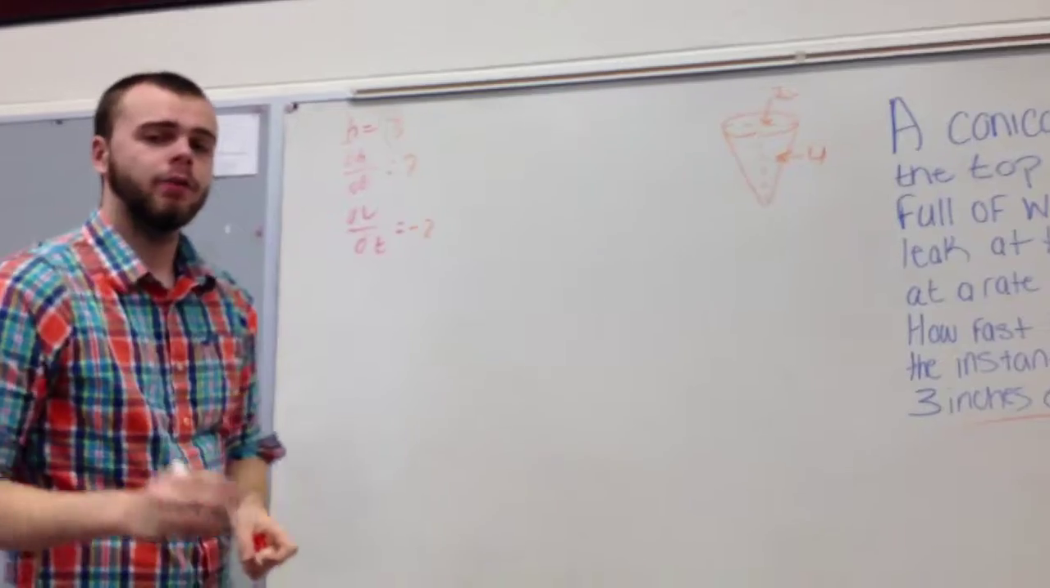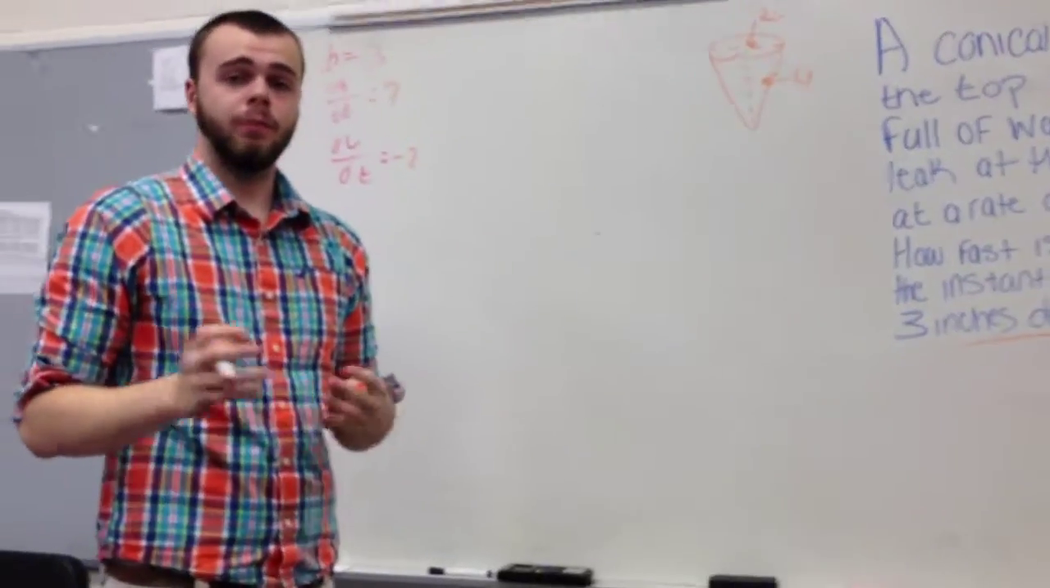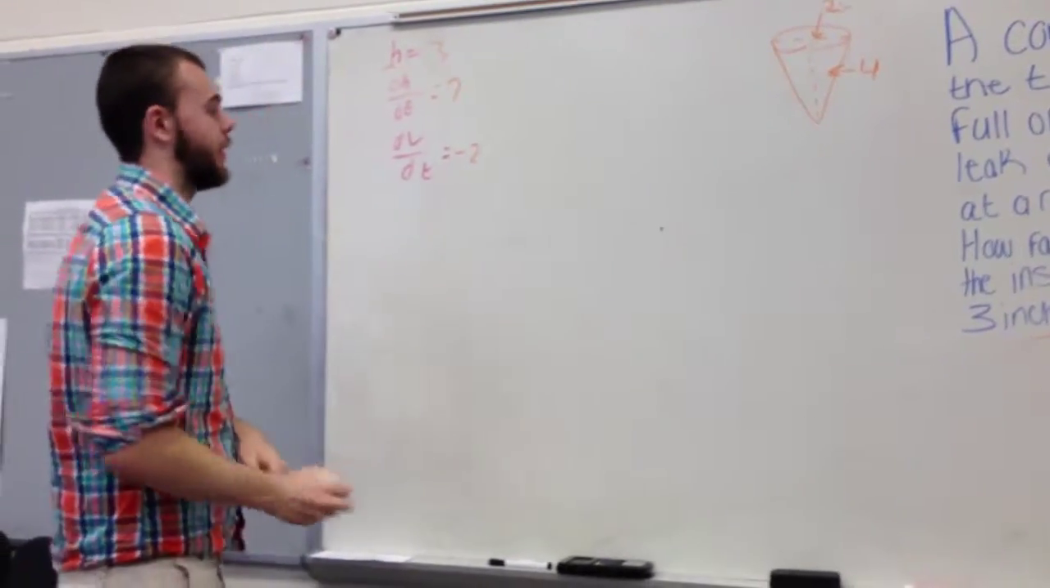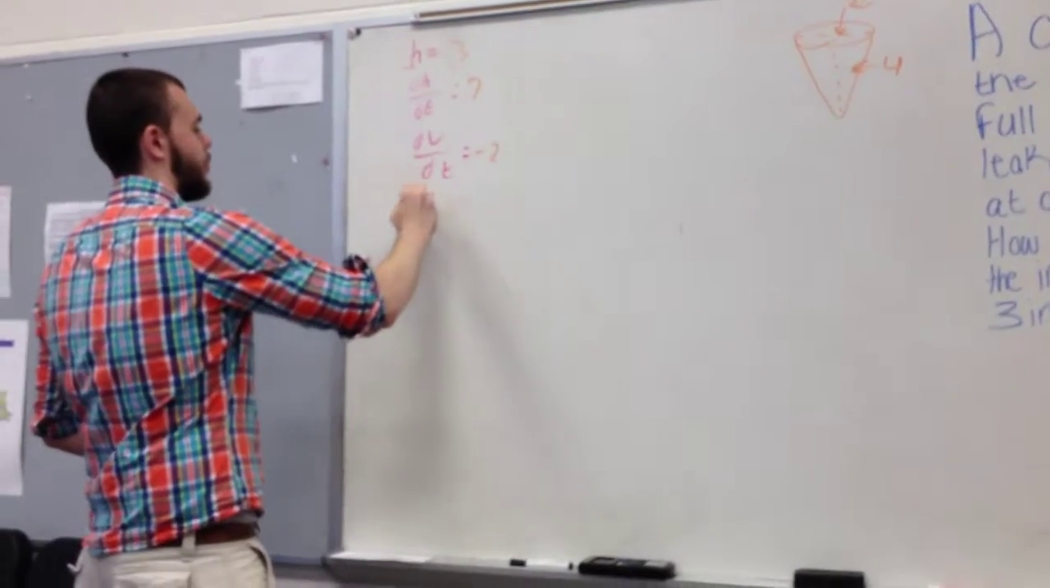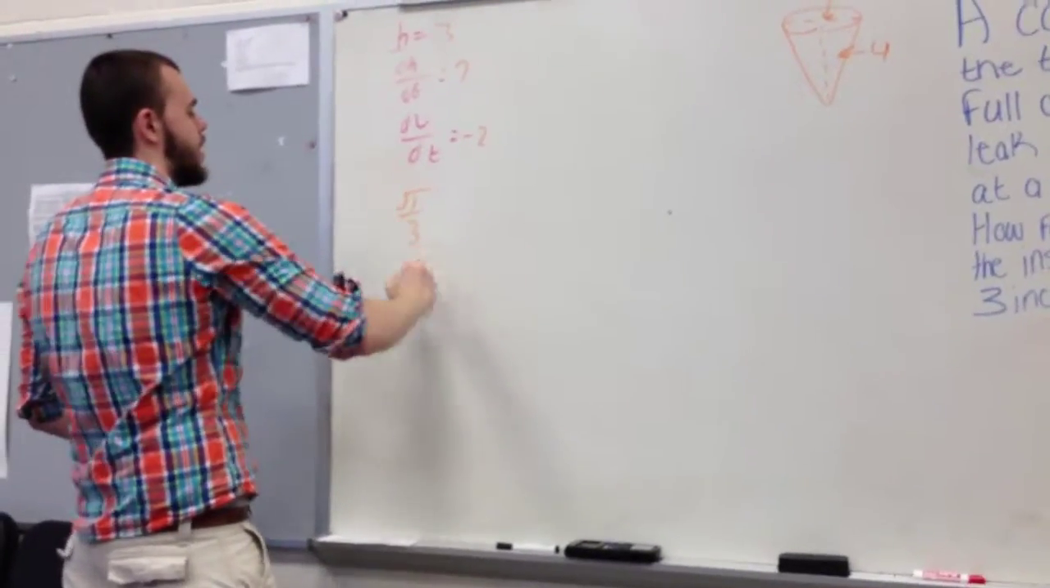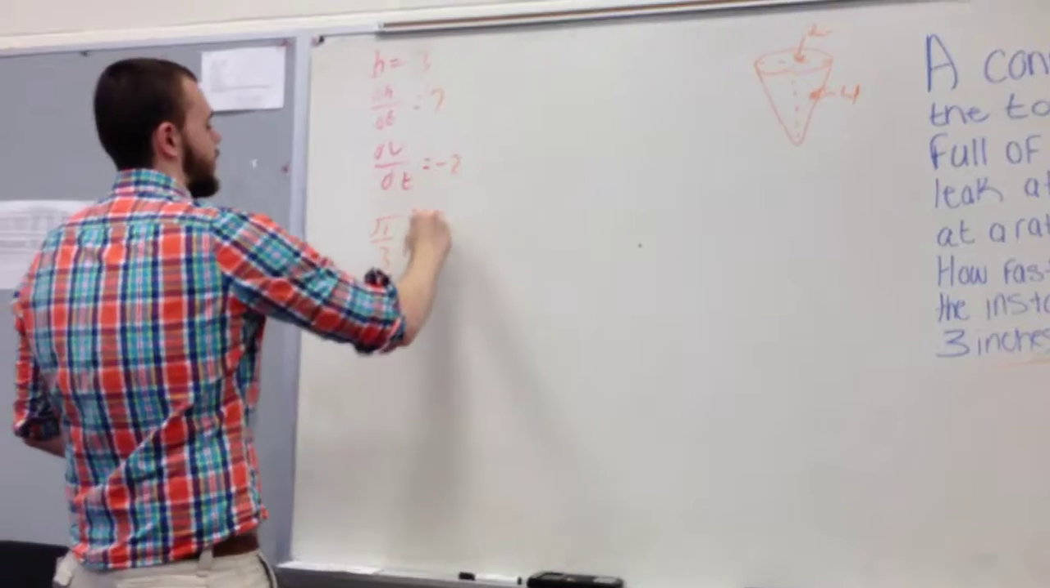Also in part 1, I told you that you need to know your formulas before you start. For this problem, we're going to need our formula for the volume of a cone, which is pi over 3 times the radius squared times the height.